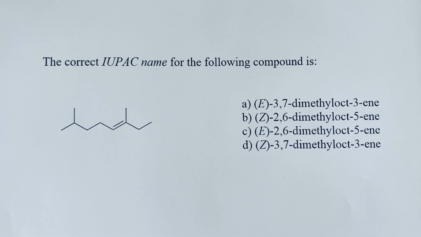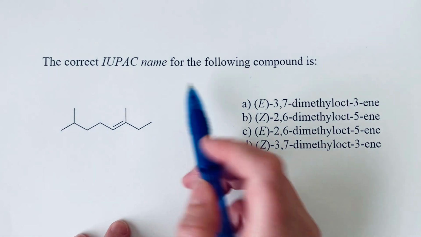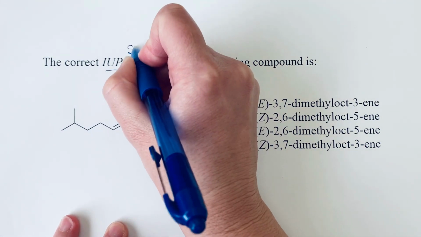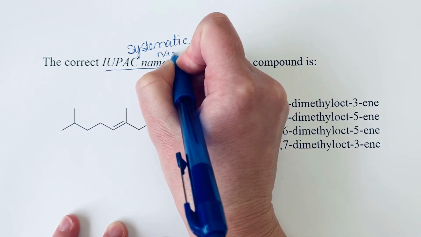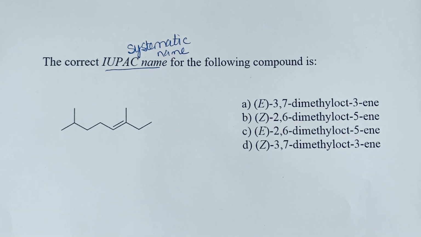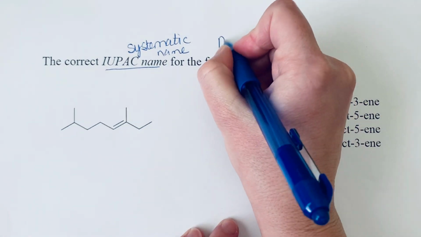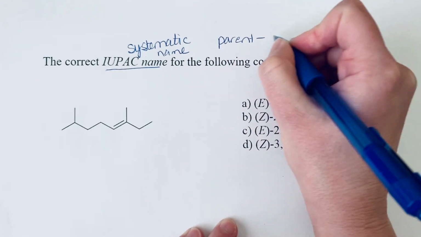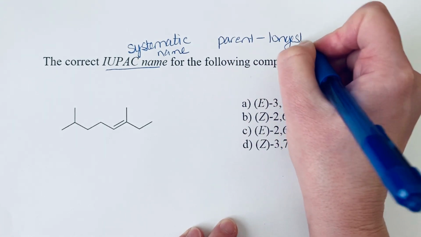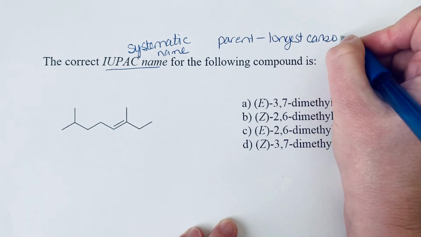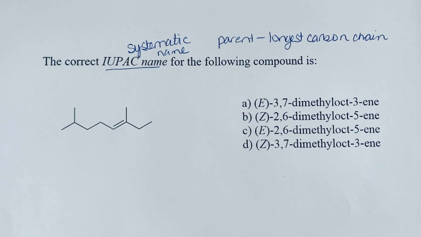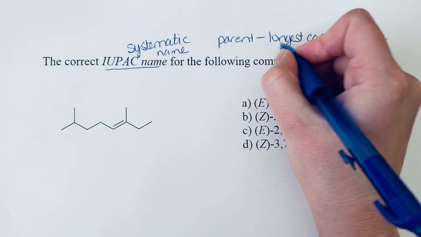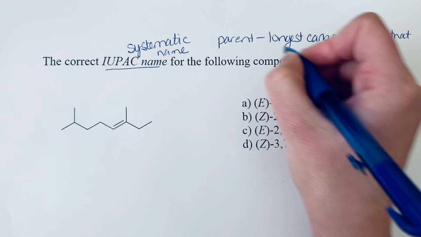The correct IUPAC name for the following compound is... So when we're looking for an IUPAC name, that is our systematic system of nomenclature. So this is the systematic name. And so you want to select the longest carbon chain as a parent chain, and if you have a functional group, you want to make sure that the longest carbon chain contains your functional group.